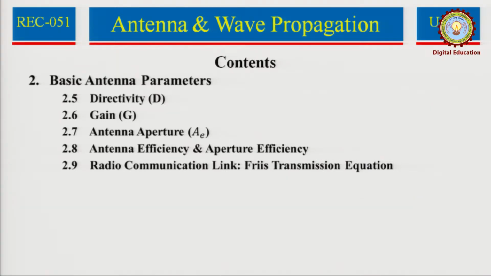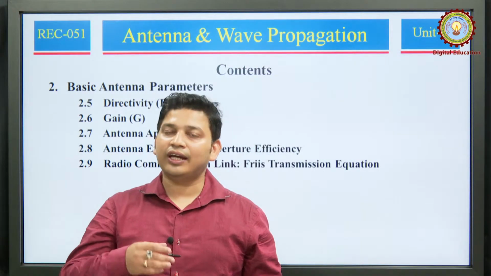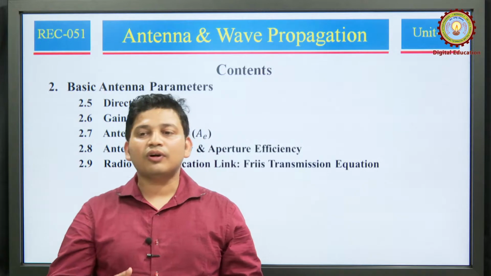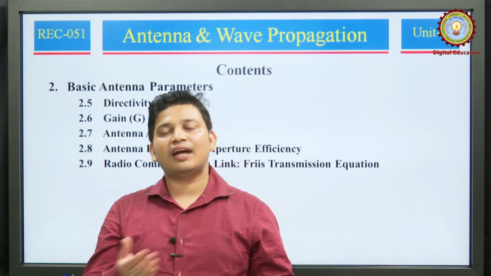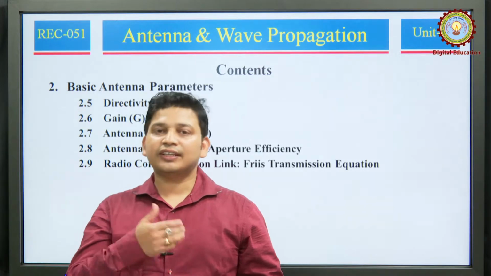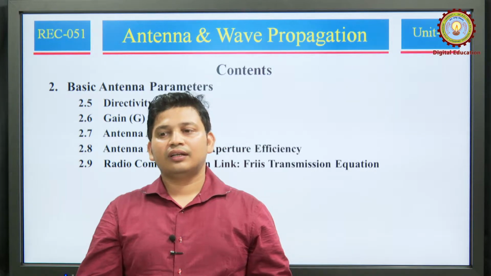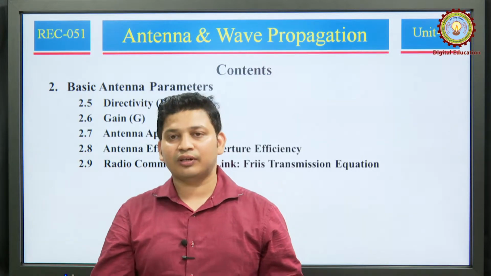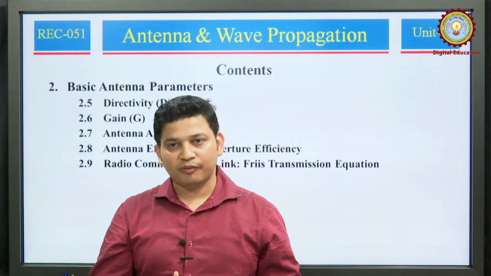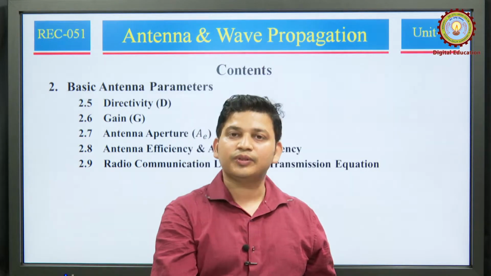So, in this lecture, the student will be able to understand the concept of directivity, gain, its relation with efficiency, effective height, aperture of antenna, and most importantly the relation between transmit power and receive power. Receive power means the ratio of P r to P t, which is the Friis transmission equation.